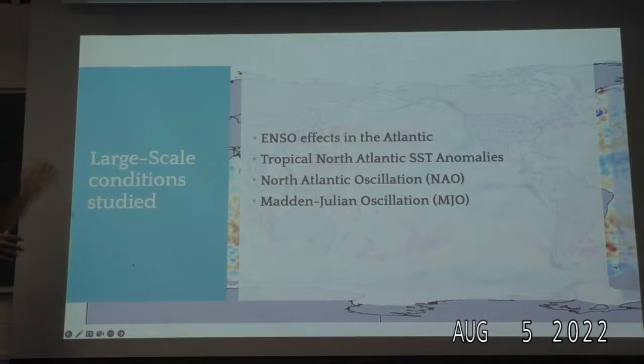For the large-scale conditions studied in this research, we have the ENSO effect in the Atlantic, tropical North Atlantic SST anomalies, the North Atlantic Oscillation (NAO), and the Madden-Julian Oscillation (MJO), which is an intraseasonal climate variability phenomenon.